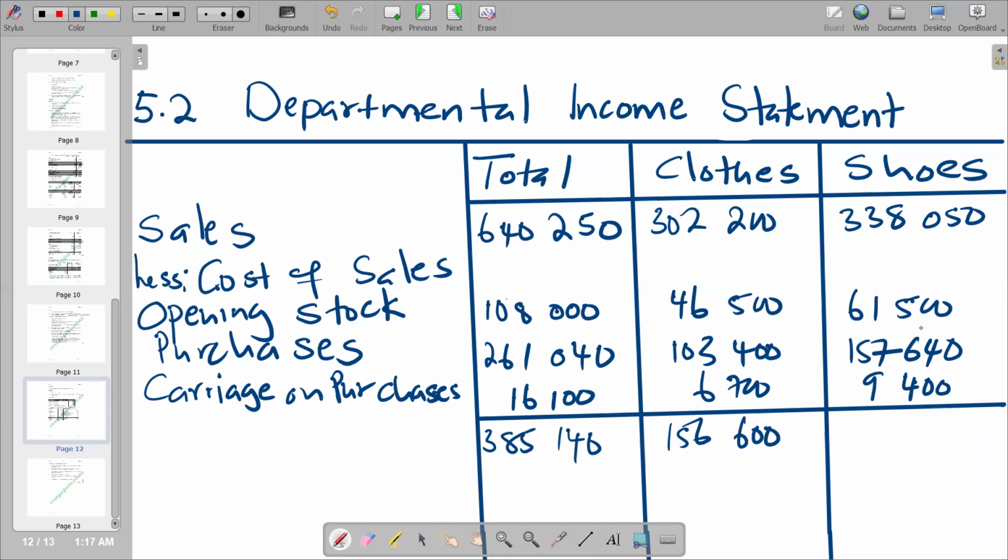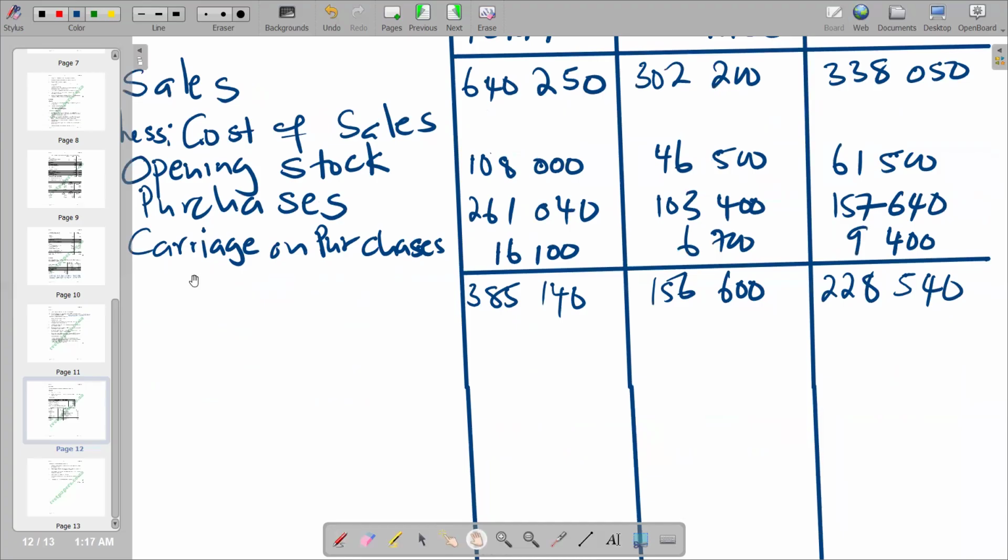We do the same thing for the shoes department. We get a total of 228,540. So basically, this is what we have on that part. And finally, we are supposed to subtract our closing stock.